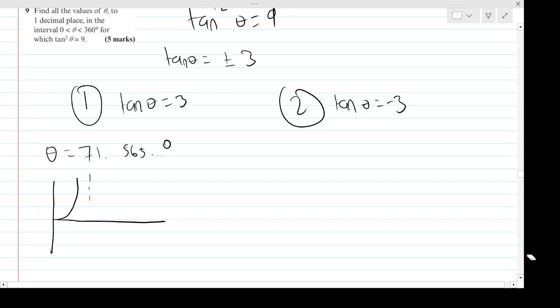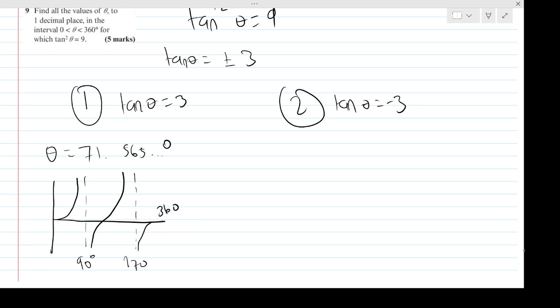So here would be 90, the asymptote. Then we continue it on. Then we get 270 for the next one. And then at the end there we've got 360. Now the first angle was 71.6, so that'd be around there, right? If we read off the graph, the next solution will be 180 after it, because it repeats every 180.